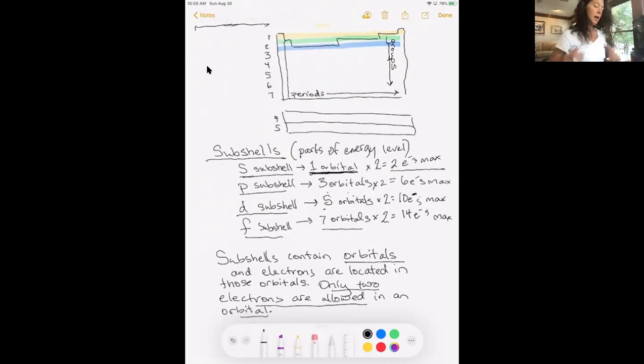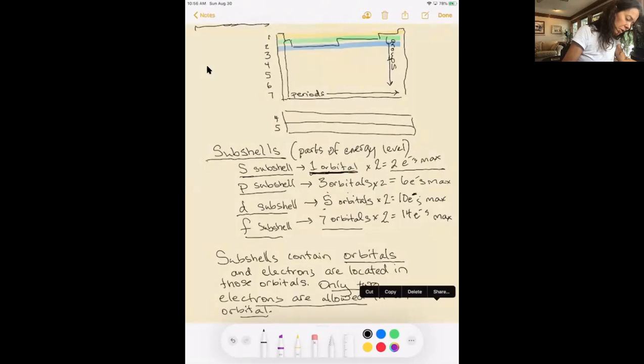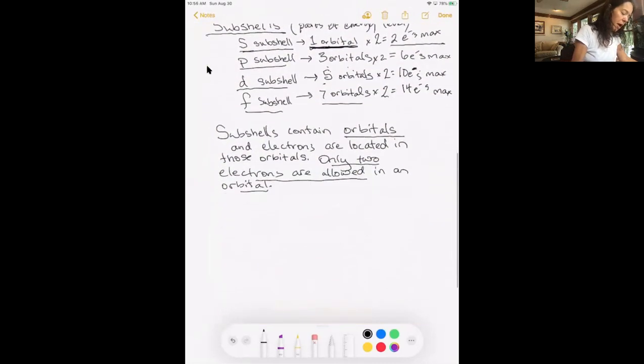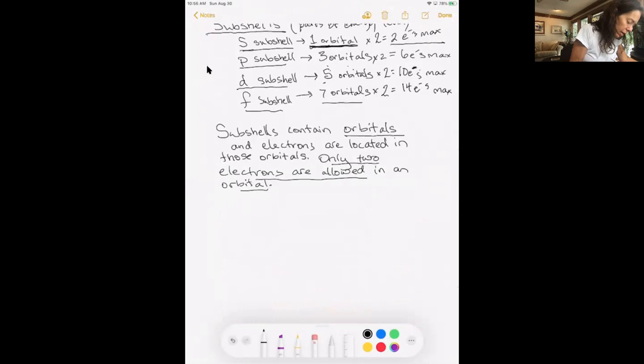All right, now that's kind of the background. So let's look at how we would apply that. Let's write the electron configuration. So we're going to configure where all of the electrons are located, and let's do that for chlorine, okay? Let's do this for chlorine.